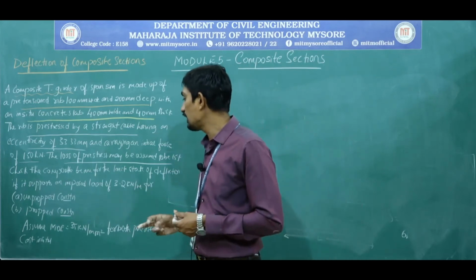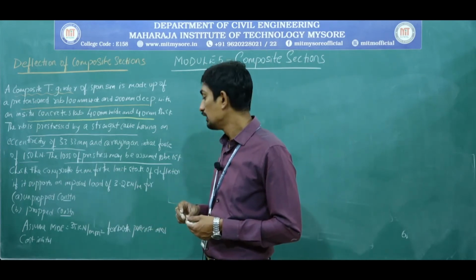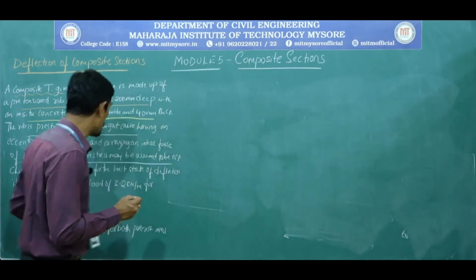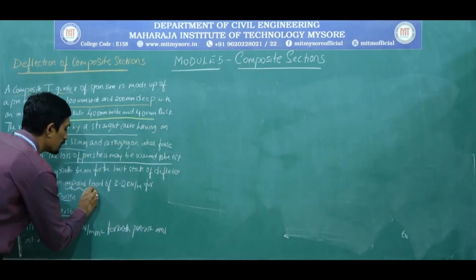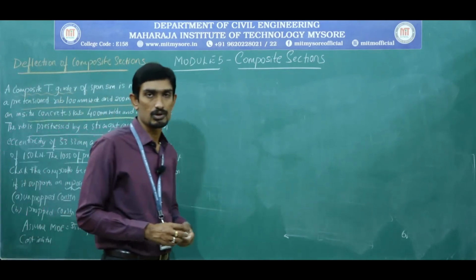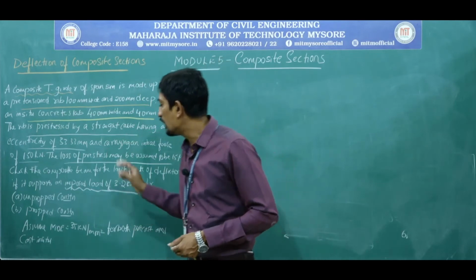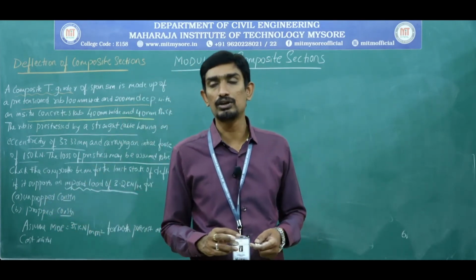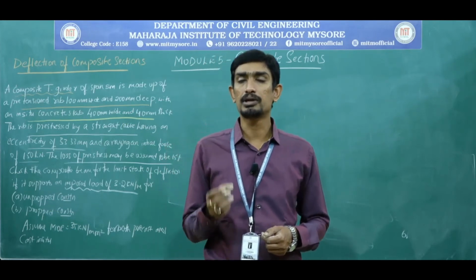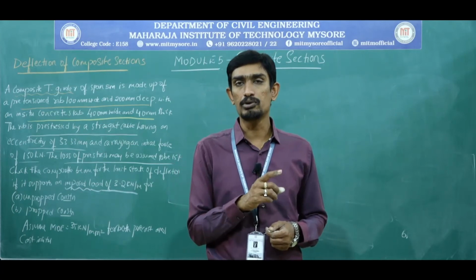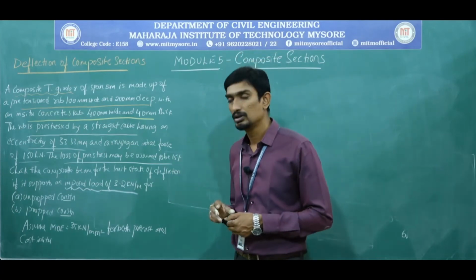If I am going to subject it to an imposed or live load of 3.2 kilonewton per meter, this imposed load of 3.2 kilonewton per meter clearly indicates it is a UDL. The conditions are unpropped case and propped case. So once again, you need to find out the deflection for unpropped case and propped case, just what we did in analysis of composite section. The same case comes here also.